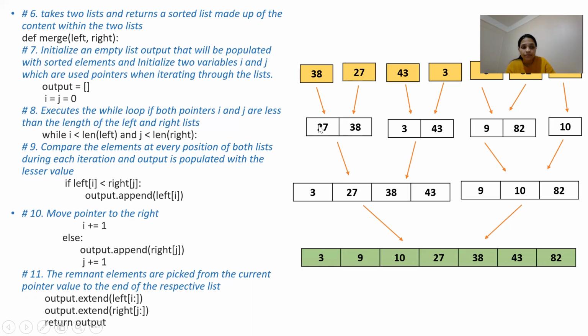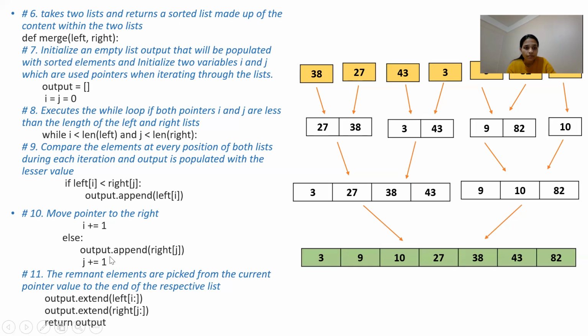So that is done. Now i is 1. Is 1 less than the length of left? Yes, because left is 2. So now 38 is compared with output of j, with 43. 38 is less than 43. Yes, the condition becomes true. Now 38 is appended to the output. And once that is done, my pointer is incremented.